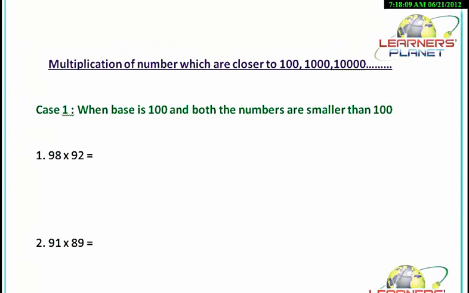In the series, first of all, let's take multiplication of numbers which are closer to 100, 1000, 10,000, etc. As a first case, we'll be taking when the base is 100 and both the numbers are smaller than 100. When the base is 100, what I mean is that both the numbers or any one of them is closer to 100, and the other may or may not be closer to 100. In the case when the base is 100, we'll be taking the difference of the numbers from 100. Let's see in this example.